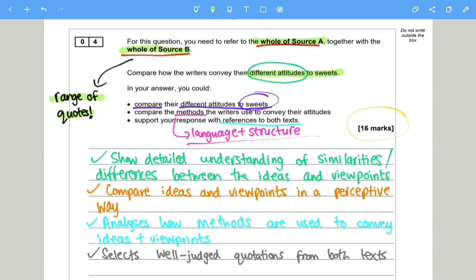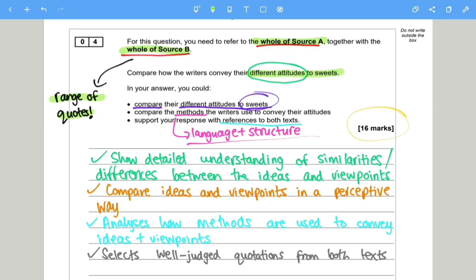Now, the focus of this question is that it's simply comparison. So you're comparing either the differences or the similarities. So here we are looking at specifically the different attitudes they have towards sweets. So what do we mean by attitudes? It's their viewpoint, their perspectives towards something. And in this scenario, it's towards sweets.